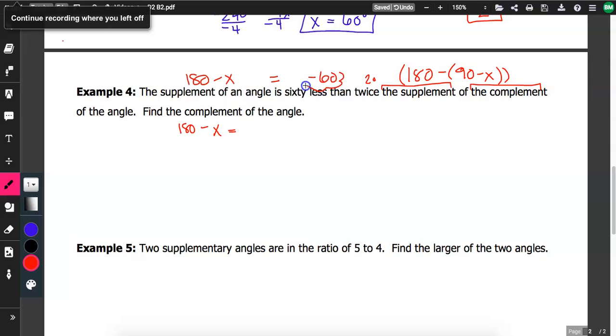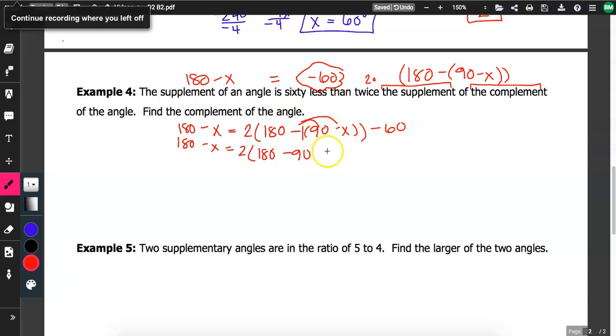Remember, the minus 60 comes at the end. So we have 2 times the supplement of the complement minus 60. Now, follow your order of operations. So let's work inside these parentheses first. You can think of this like a negative 1 out here and distribute. So now it becomes minus 90, negative 1 times negative x plus x minus 60.